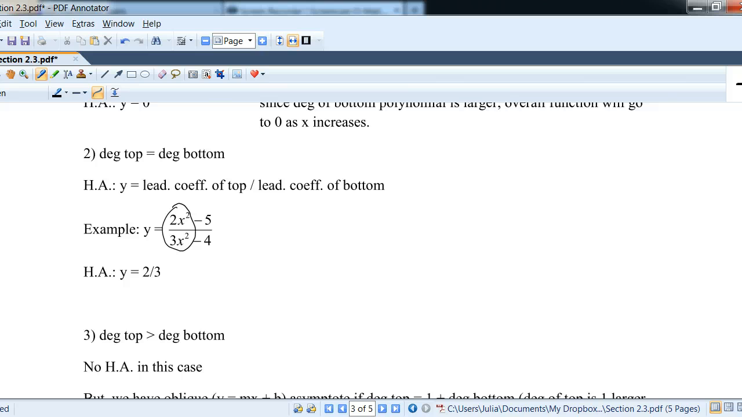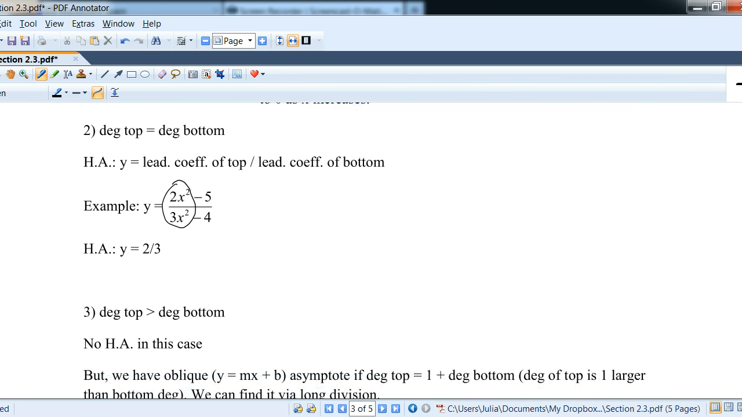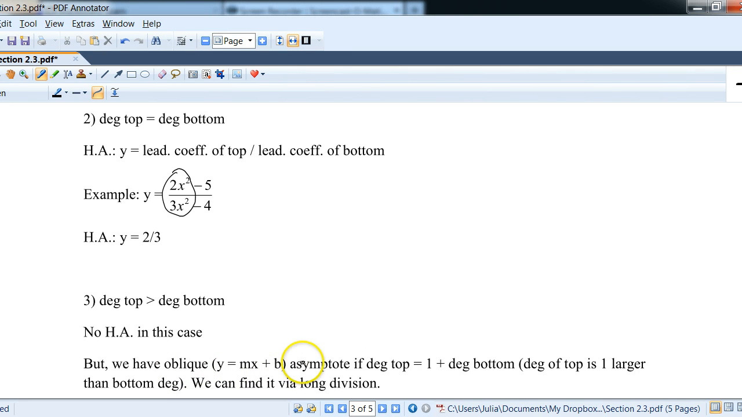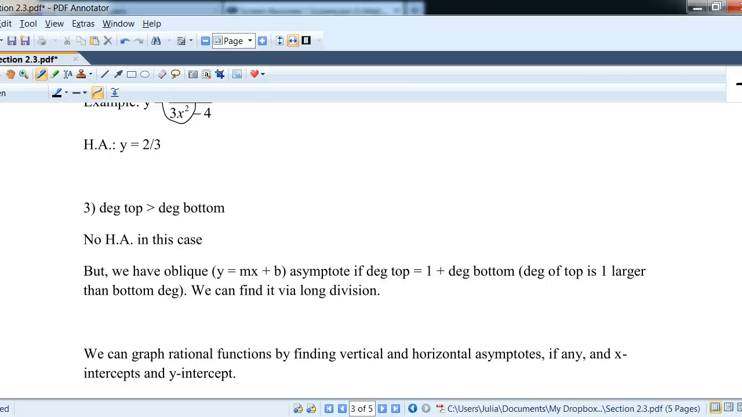Now the last case, the degree of the top is greater than the degree of the bottom. You don't have a horizontal asymptote in this case, but you may have something else. We call it oblique, y equals some mx plus b, if the degree of the top is exactly 1 larger than the degree of the bottom. We can find it by long division, which I may do an example of later. But for now, let's try to graph by finding vertical and horizontal asymptotes and x and y intercepts.